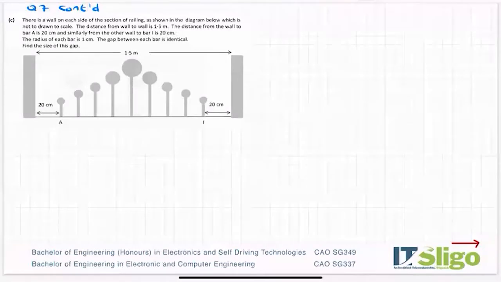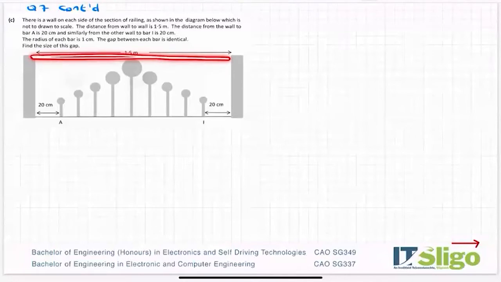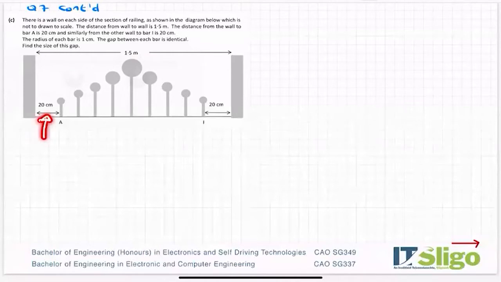Okay, and then there were 2 more parts to this question, a part C and a part D. Right, part C. There is a wall on each side of the section of railing as shown in the diagram below, which is not drawn to scale. The distance from wall to wall is 1.5 meters. The distance from the wall to the bar A is 20 centimeters. And from the last rail to the wall is 20 centimeters.